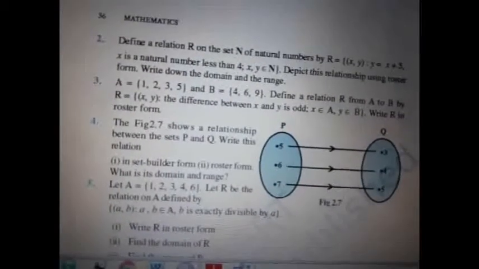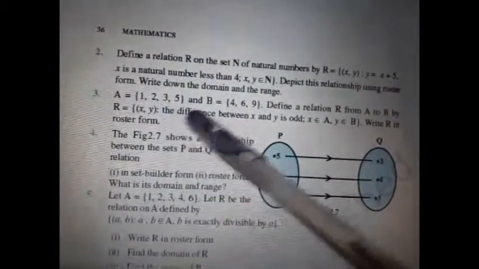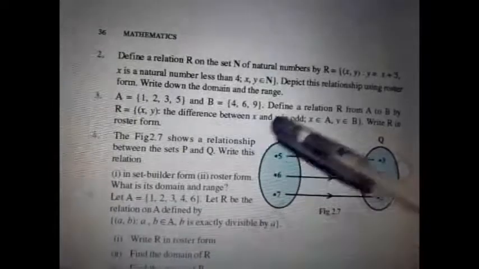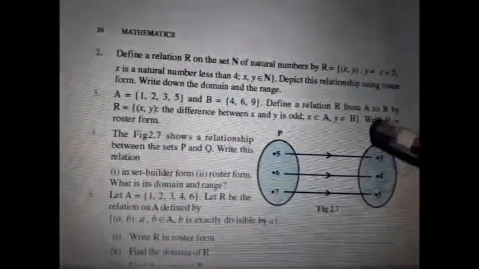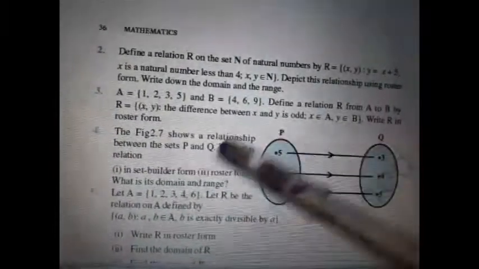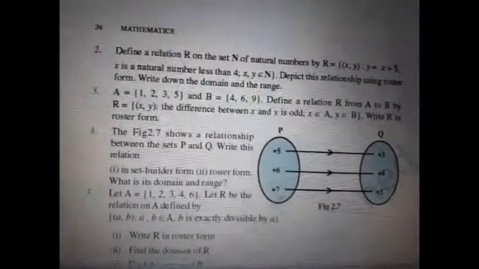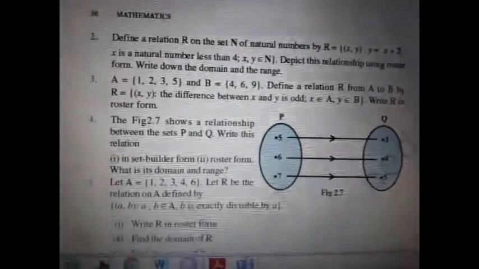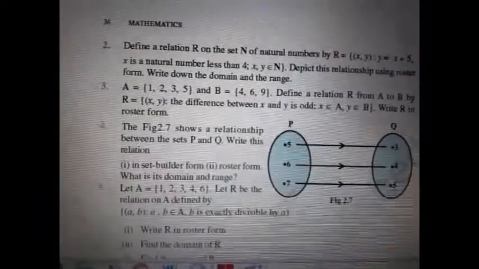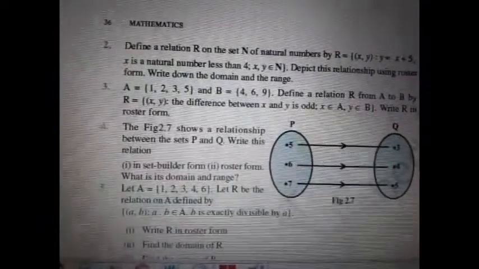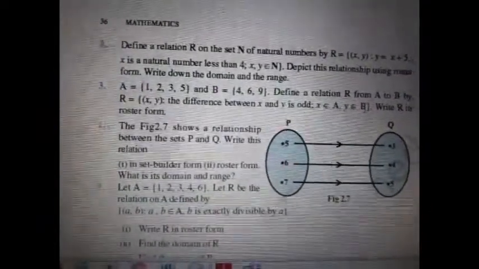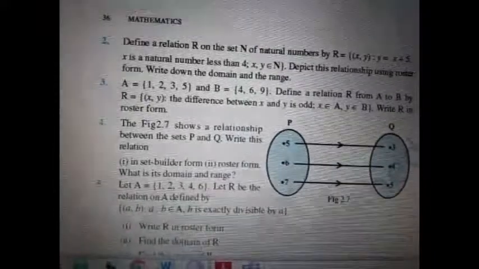on natural numbers, right? Now let us see the third question. Set A is equal to 1, 2, 3, 5. Set B is equal to 4, 6, 9. Define a relation R from A to B by R is equal to the set of all x comma y such that the difference between x and y is odd, where x belongs to A, y belongs to B. Write R in roster form.